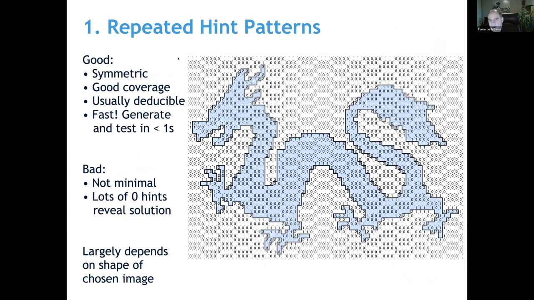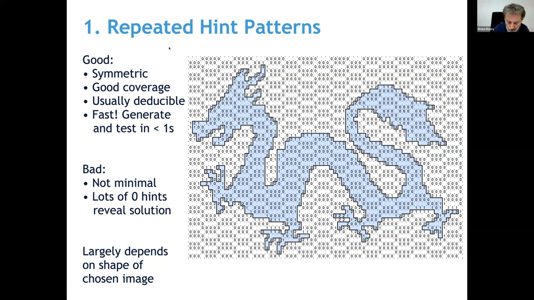So I specified the grid size I wanted, which is something like 42 times 24. I load the dragon image. Then I choose the repeated hint pattern and choose one of the patterns from the library. When the image is loaded, all the hints are calculated, and then I just mask out according to this hint pattern repeated across the grid.